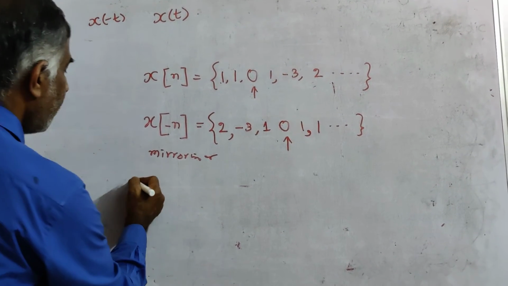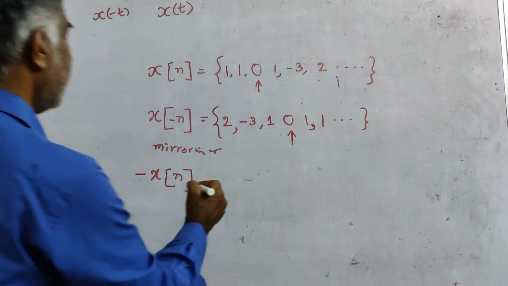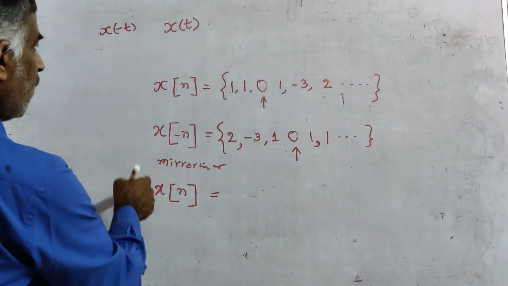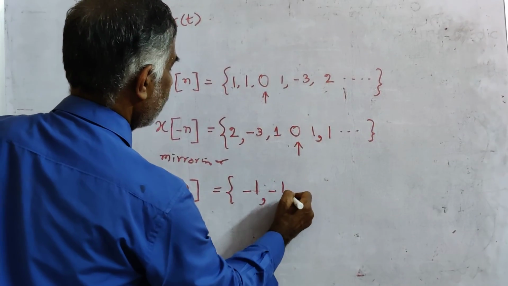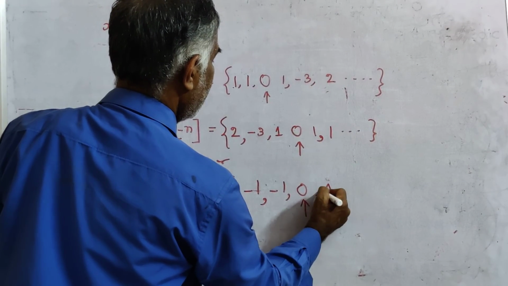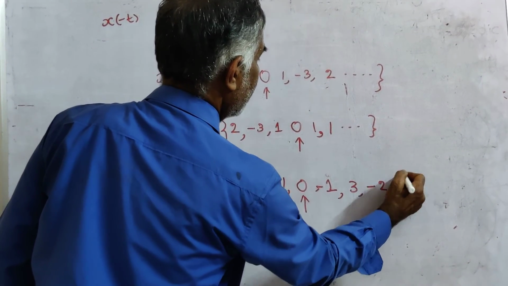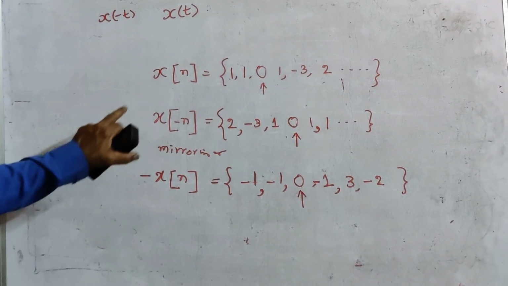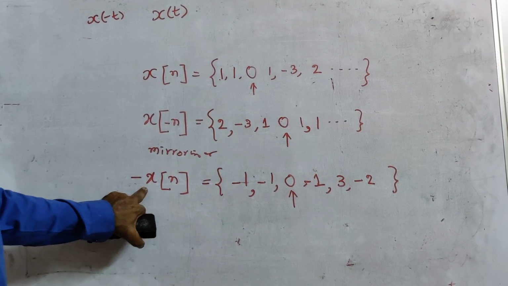Now minus of x of n is different. Minus of x of n means multiplying the sequence by minus 1. That means it becomes minus 1, minus 1, 0, 1, minus 1, minus 1, 3, minus. So keep one point in mind, dear students: x of minus n is different from minus of x of n.